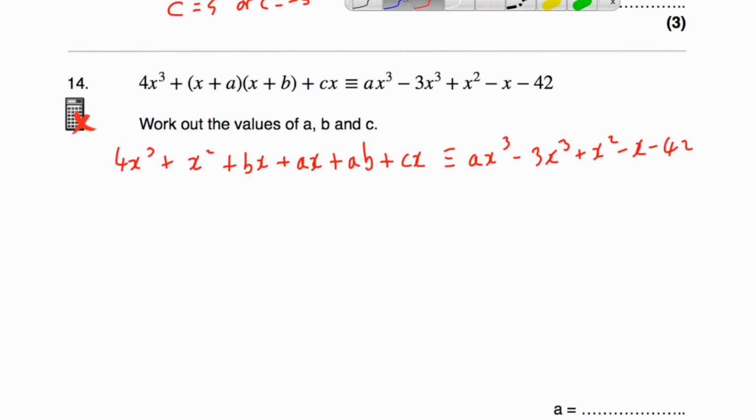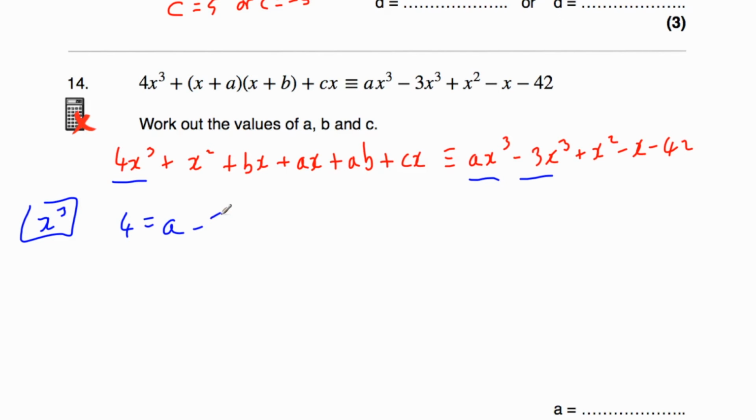Let's start off by equating our coefficients of x cubed. That would be quite useful. Our x cubed terms, on the left hand side we've got 4x cubed, and on the right hand side we've got ax cubed minus 3x cubed. So if we equate their coefficients, we've got 4 is equal to a minus 3. If we add 3 to both sides, we get that a is equal to 7. So that means that a is equal to 7.